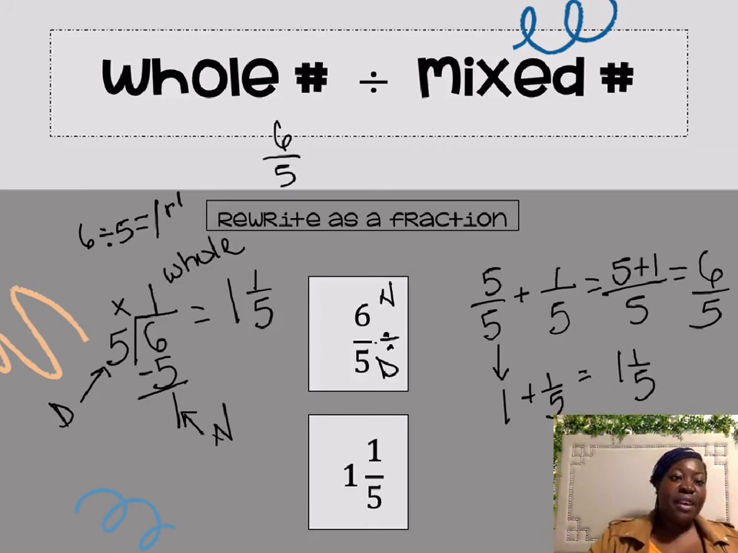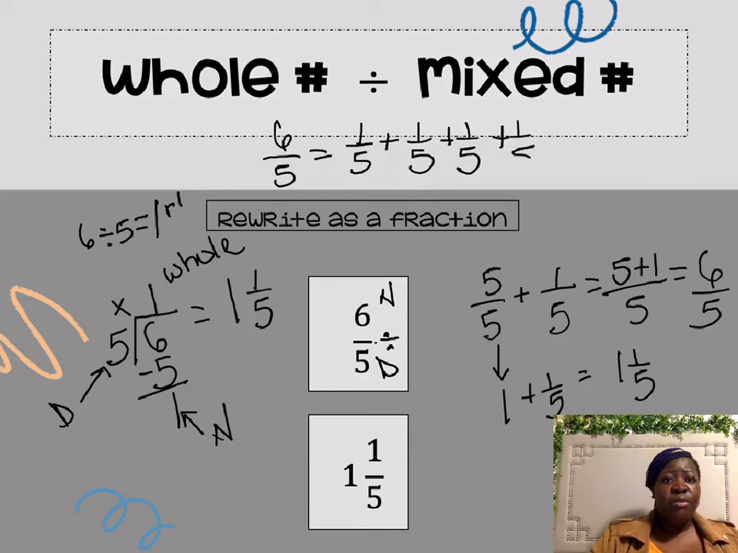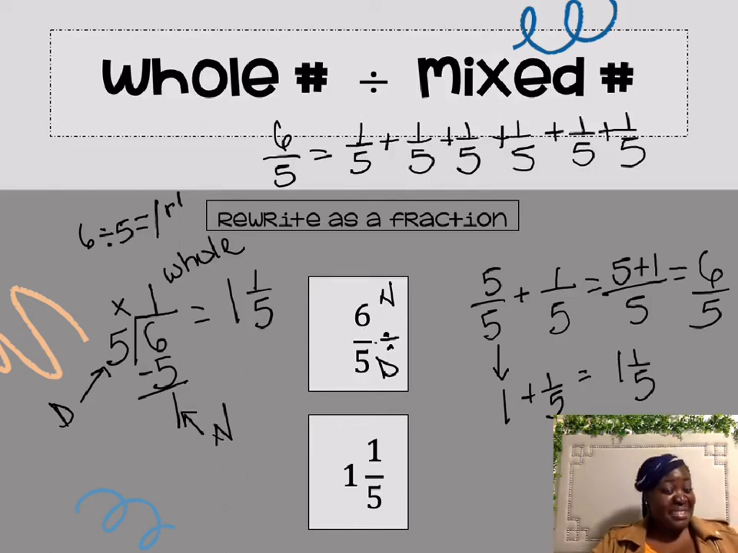Take the magnifying glass and rewrite it. What is 6/5 actually? 6/5 is 1/5 added 6 times. So let's write it out. You have 1/5 plus 1/5 plus 1/5 plus 1/5, and I think I need one more. 1, 2, 3, 4, 5, 6. Oh no, that's actually it. 6/5 is 1/5 written 6 times.